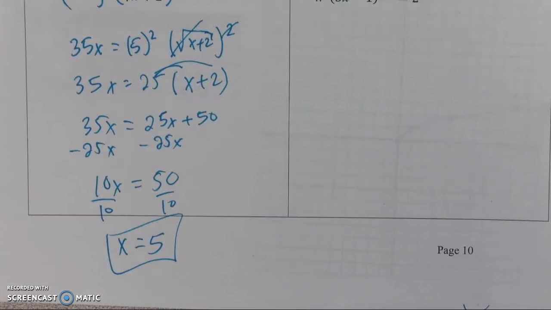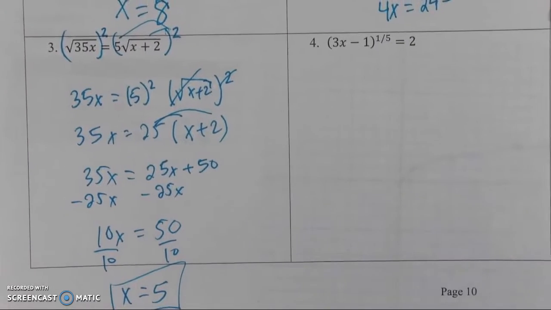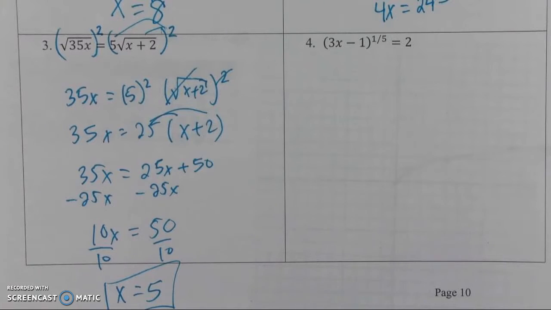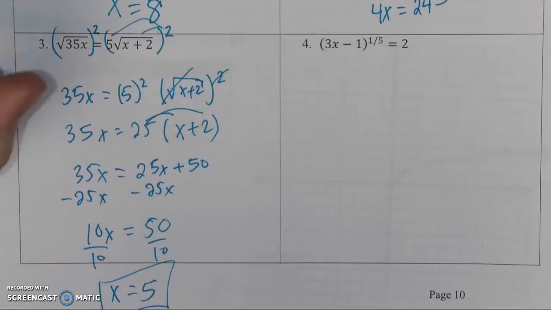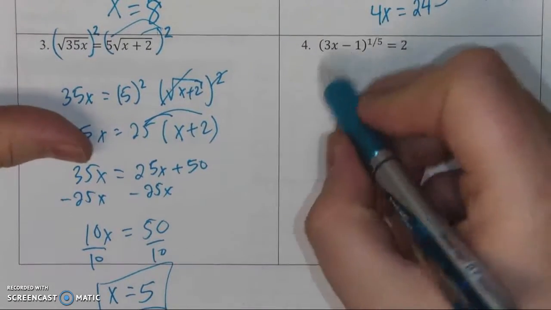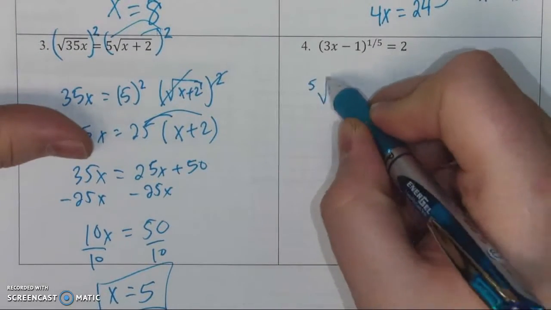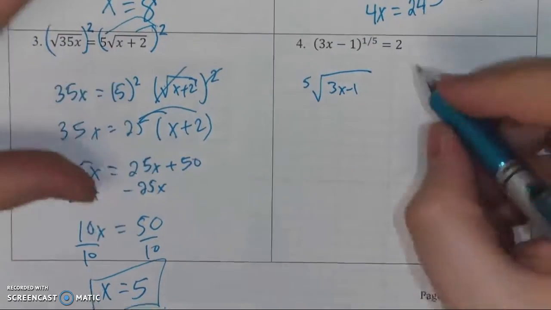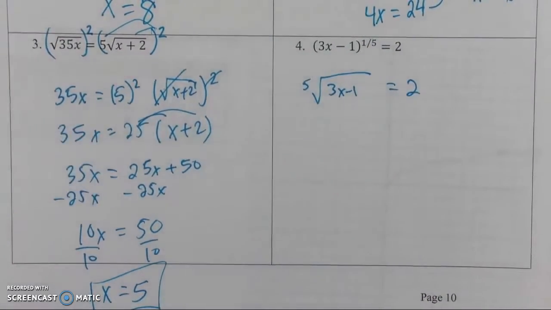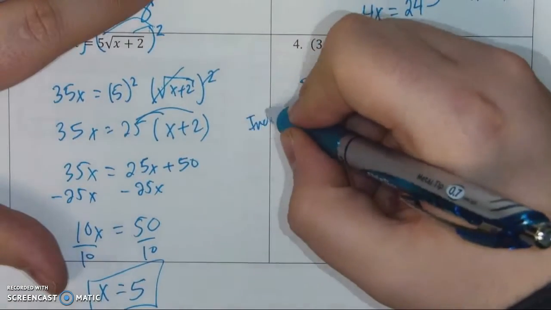Next one is 3x minus 1 to the 1/5 power. So 3x minus 1 to the 1/5 power equals 2. So here they give you a rational exponent. So we just want to make that into a root. So this would be the 5th root of 3x minus 1 to the 1st power. So we can just leave it like that. That equals 2. Identify your index.